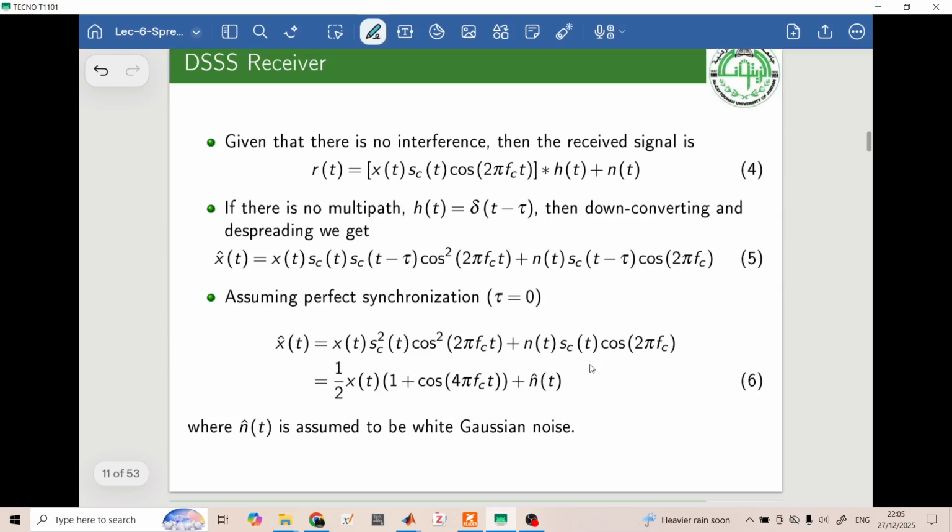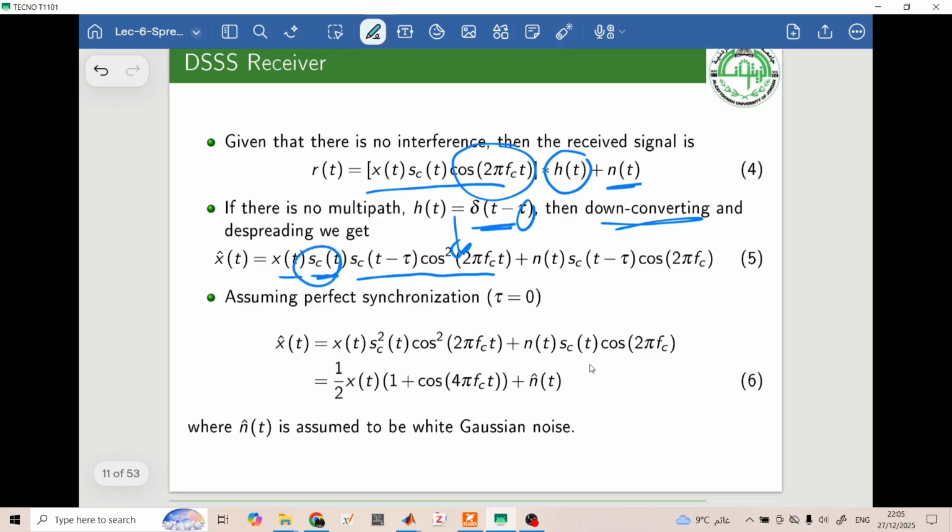As for the receiver, this is the transmit signal that we get, convolved with the channel and with the noise here. If we don't have multipath, we just have a delay, and this is the delay due to the channel propagation. So we convolve this signal with h of t, and then we down convert it. So we multiply it by the same carrier signal here. We get this expression. So this is cosine squared due to the demodulation.